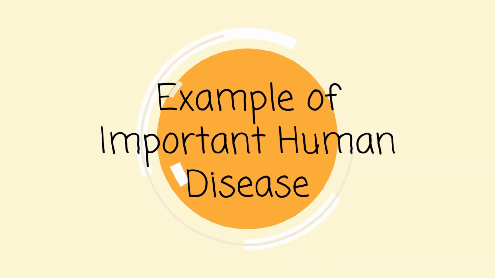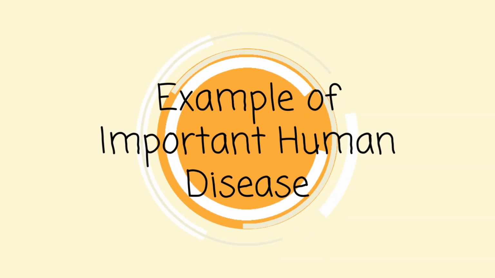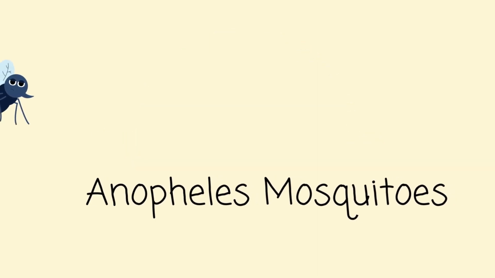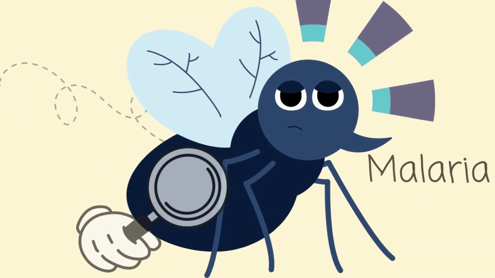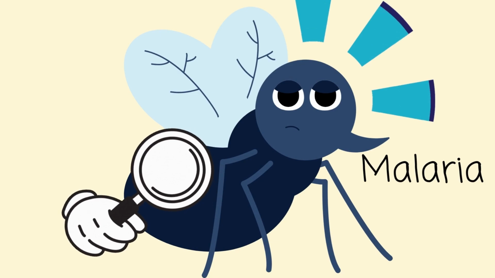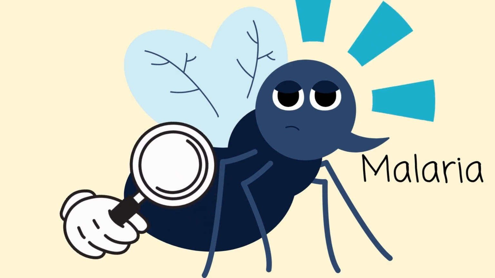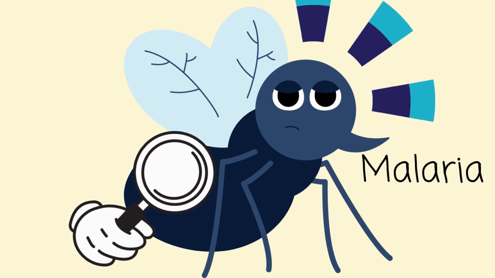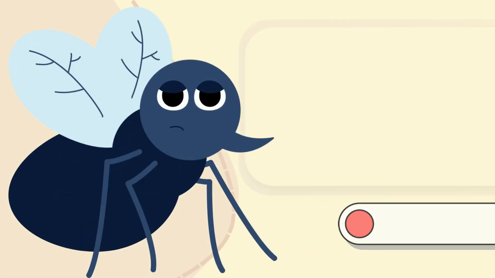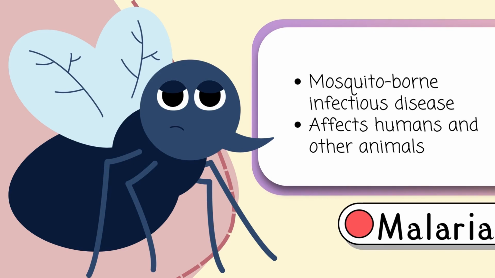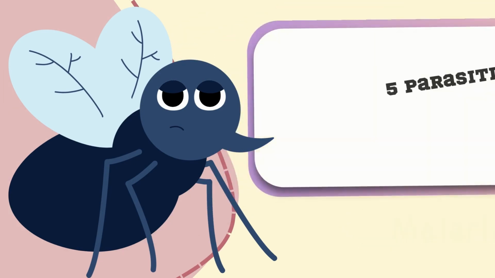These are some of the examples of important human diseases caused by protozoa. This is an Anopheles mosquito. One of the most important human diseases caused by protozoa is malaria, which is a mosquito-borne disease. This mosquito-borne disease affects humans and other animals.